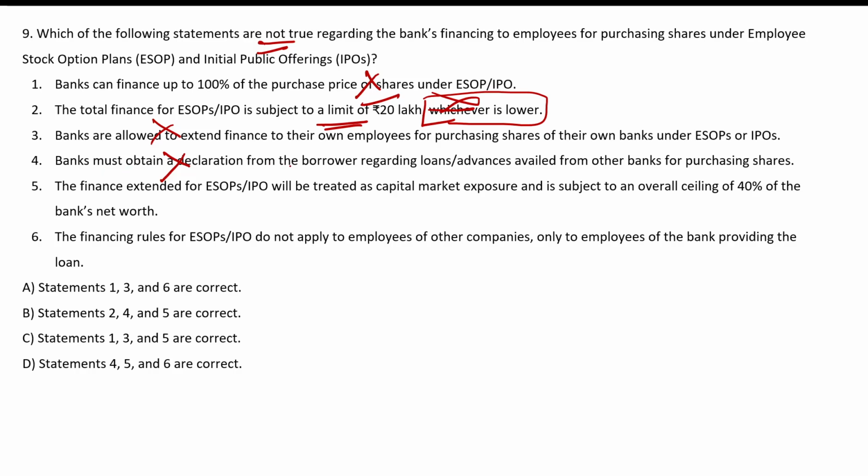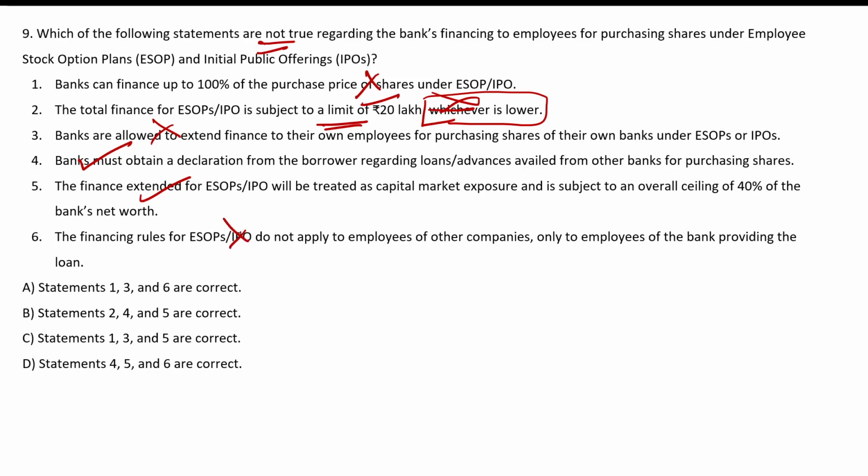Banks must obtain declaration from the borrower regarding loans or advances availed from other banks for purchasing shares. So yes, this statement is actually correct. The finance extended for ESOPs or IPO will be treated as capital market exposure and is subject to an overall ceiling of 40% of bank's net worth. This is correct. The financing rule for ESOPs or IPO do not apply to employees of other companies, only to employees of bank providing the loan. So this statement is not correct.